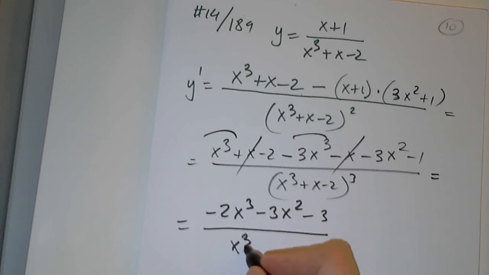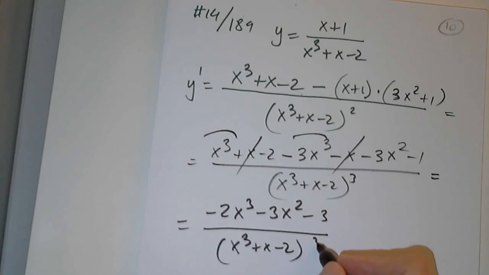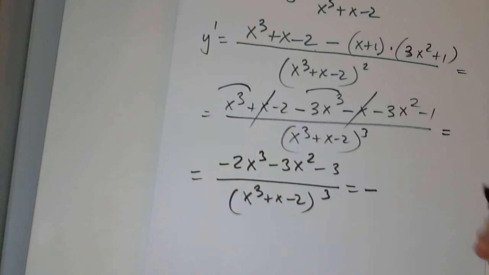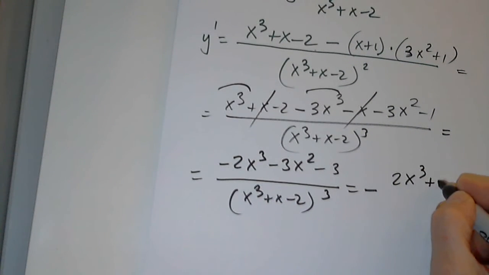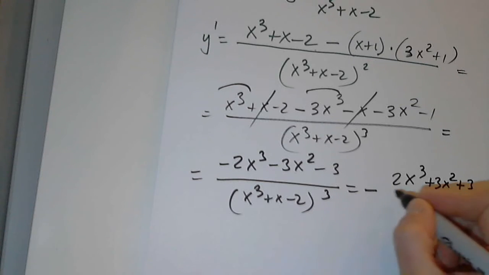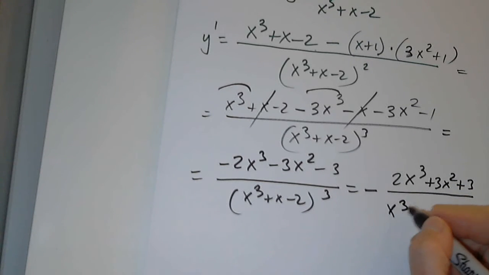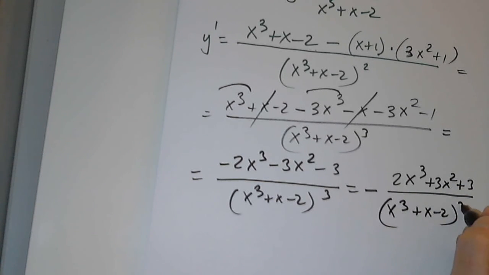Minus 3 over x cubed plus x minus 2 to the third. And this is it, but you know me, I'm going to pull out a negative leading coefficient from, of course, all of them. So this is the derivative of the given function, which was a quotient, or is a quotient. Is this okay?